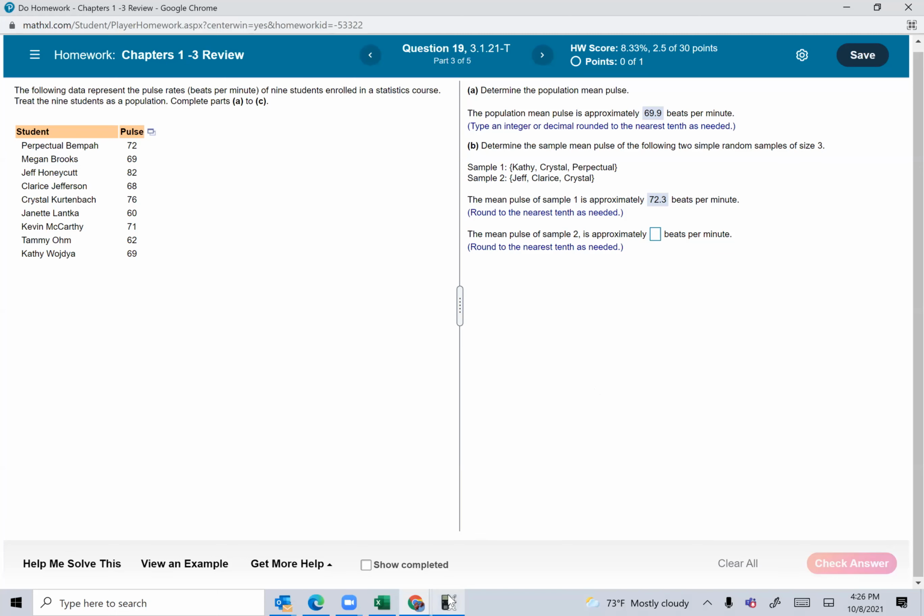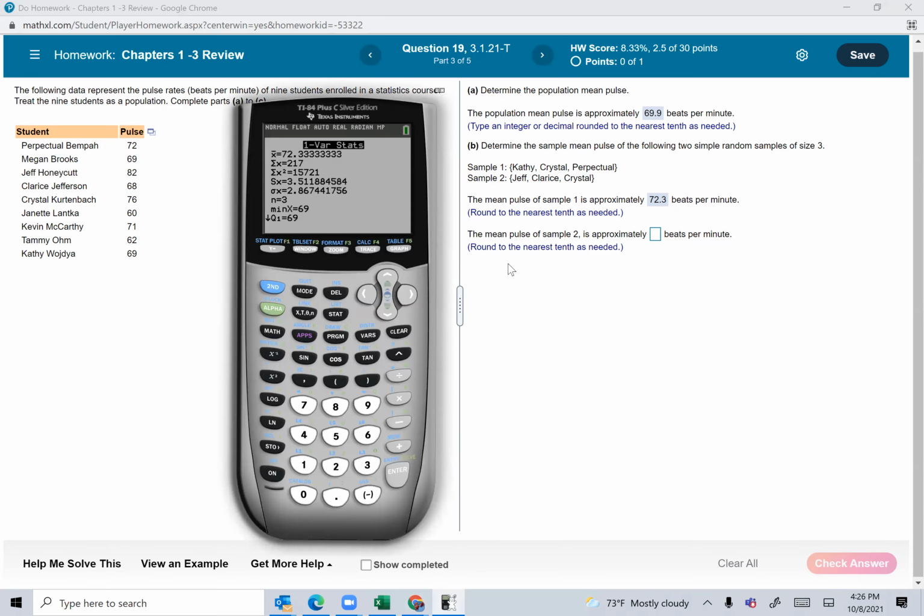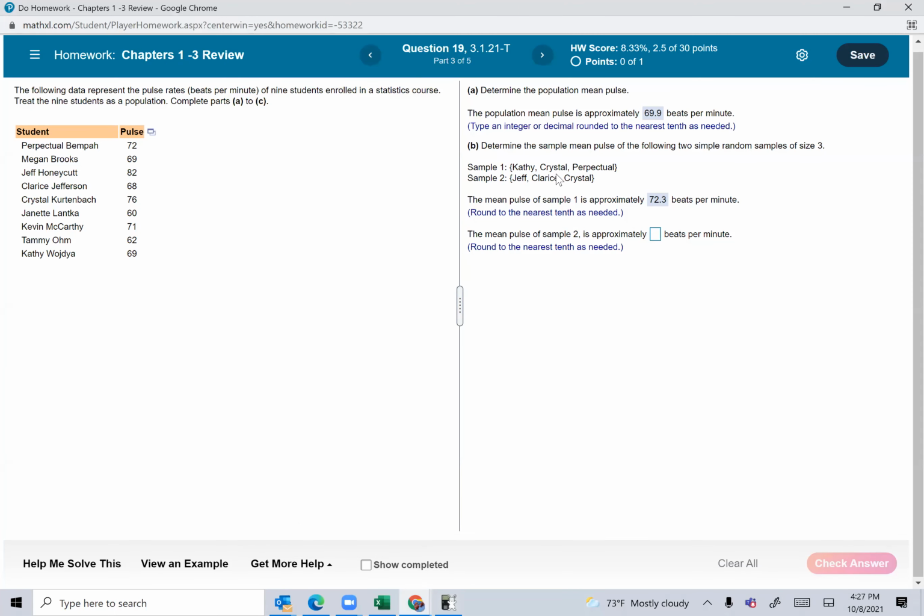And then sample 2. Sample 2 is asking me for Jeff, Clarice, and Crystal. You just do it and get the answer like that. But for sample 2, you have to go to Stat, Edit, and re-enter the values. This is how you clear the list. Just select with the right arrow, up arrow, select L1 and hit clear and enter. And now you can enter the new information. All right, so this is how you use your calculator.